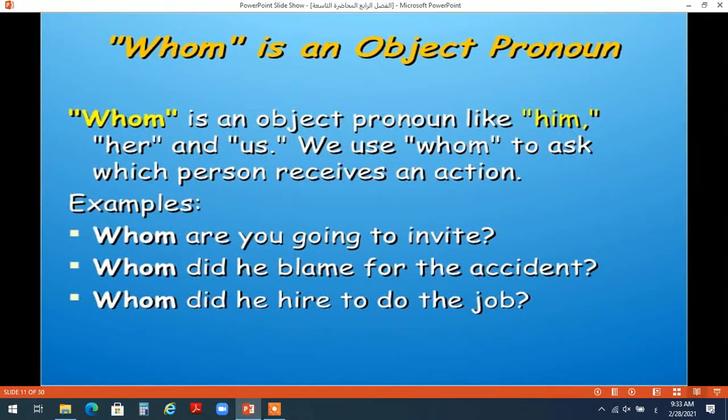In the second example, whom did he blame for the accident? Again, here we are asking about the object. For example, we can say he blamed his father for the accident. So his father will be the object. Whom did he hire to do the job? Again, we used whom to ask about the object. For example, he hired Ahmed to do the job. So Ahmed will be the direct object. If we want to ask about this object, we can use the WH word whom.